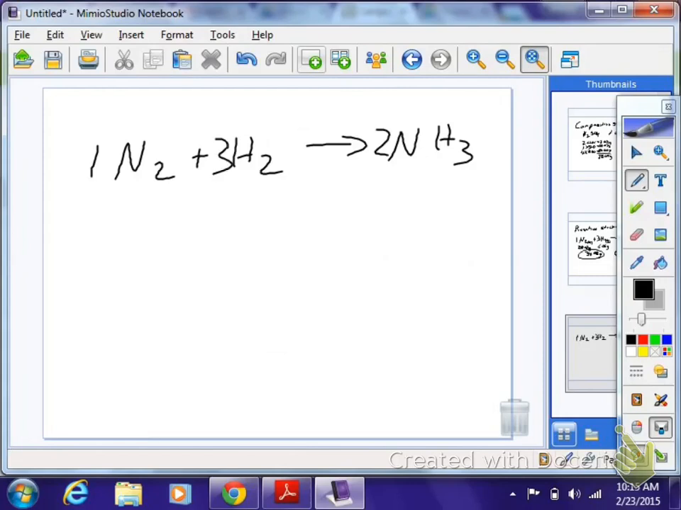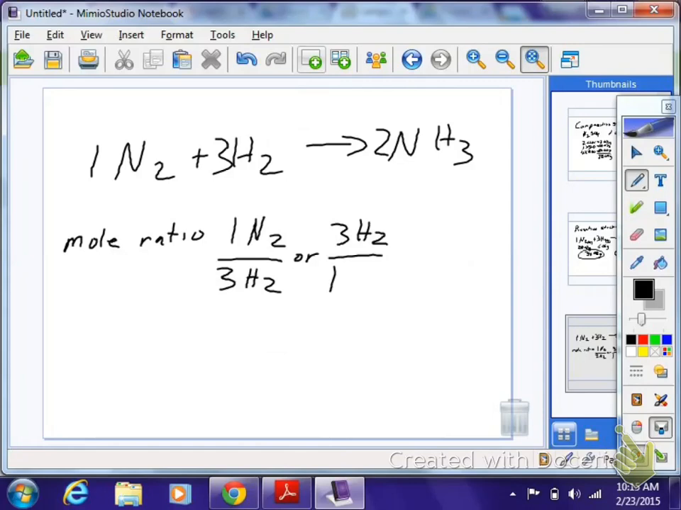And these numbers out in front are moles. So they asked you to do a problem earlier where you had to look at a mole ratio. So here's 1 mole ratio. Okay? I'm going to compare nitrogen and hydrogen. So I can either write that ratio as this, or I can write it like this. Those are mole ratios.